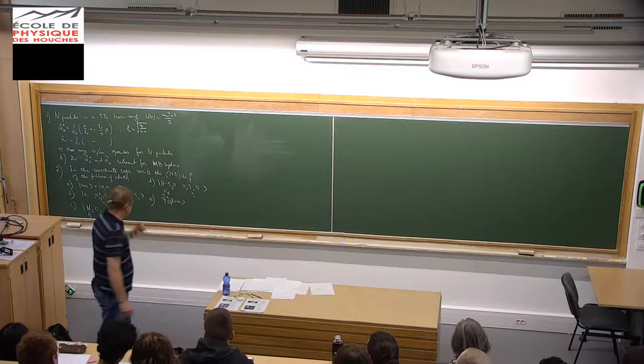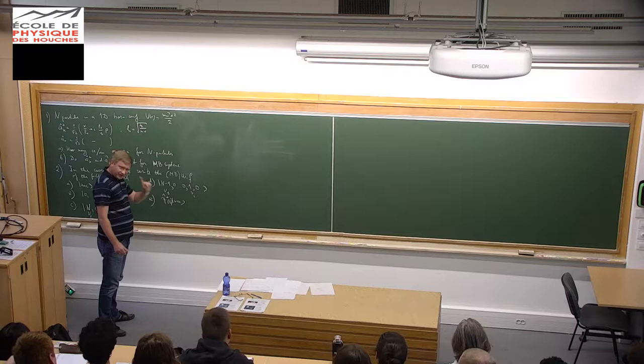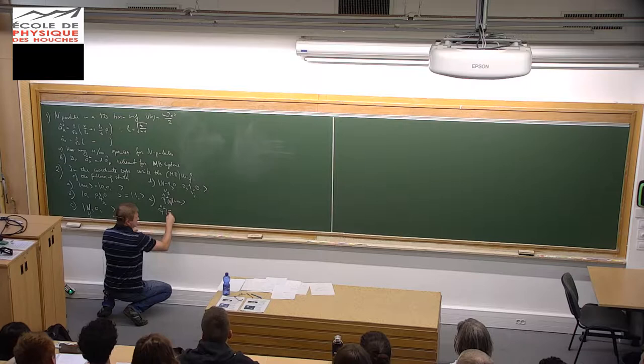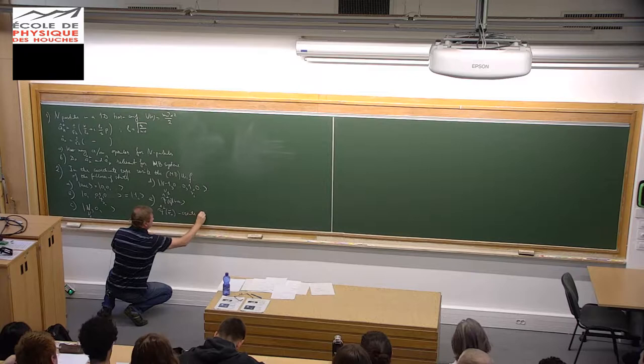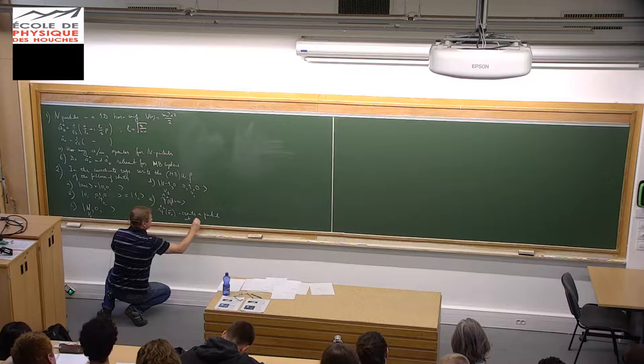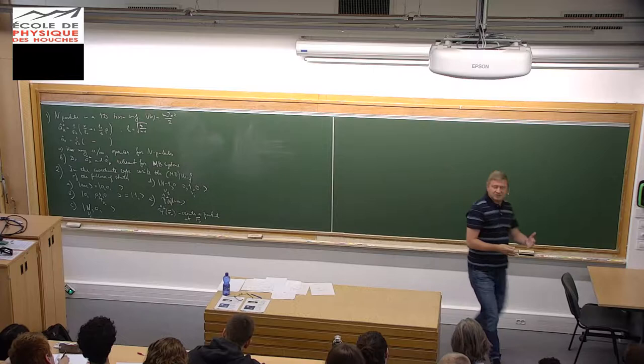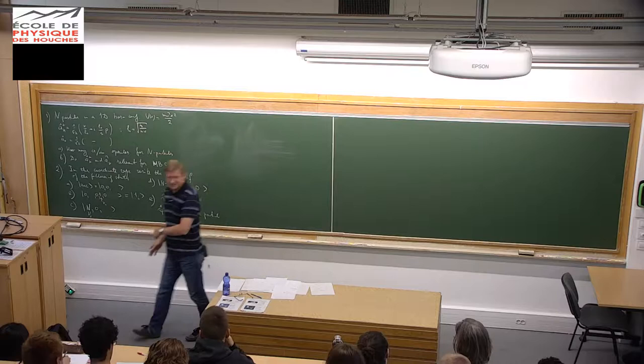When you answer this question, if you get the right answer, you will understand why people say that psi dagger of R0 creates a particle at R0. This will explain it, because clearly psi dagger contains creation operators, so it should create a particle, but why at R0? The wave function that you write will tell you exactly this.